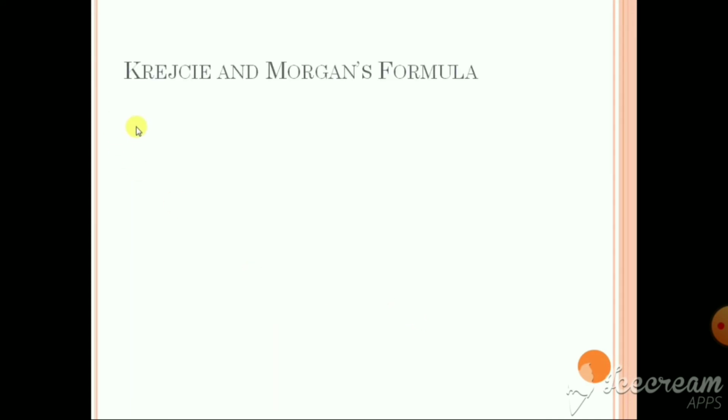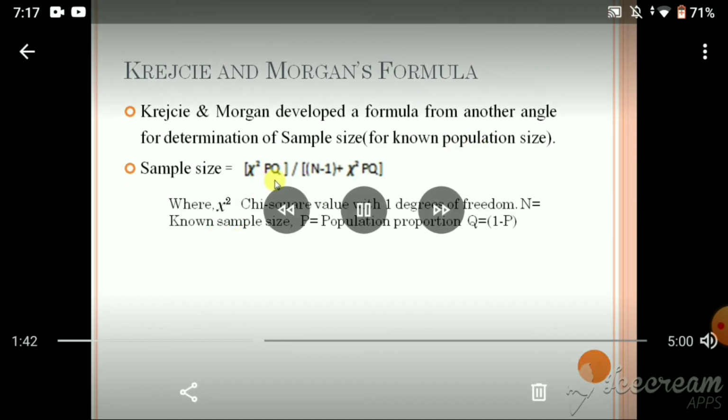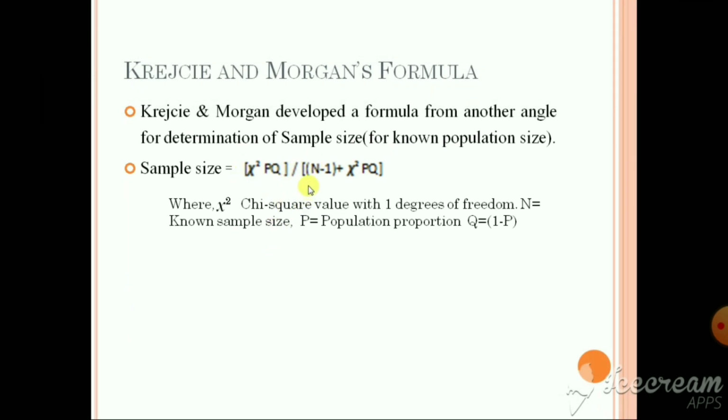Now another formula, that is Krejcie and Morgan's formula. Krejcie and Morgan developed a formula from another angle for determination of sample size for a known population size. So sample size is equal to chi square PQ in the numerator divided by N minus 1 plus chi square PQ, where chi square is the chi square value with 1 degree of freedom. You will get the value from the chi square table. N is the known population size, P is the population proportion, and Q is equal to 1 minus P.